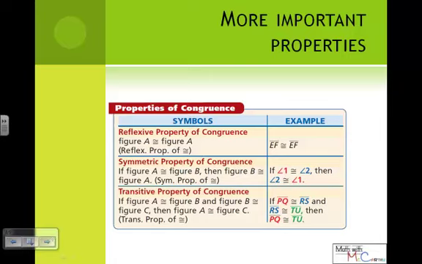Now we also have some properties of congruence that we use. The reflexive property of congruence, the symmetric property of congruence, and the transitive property of congruence. So you can see those there. Reflexive property just says segment EF is congruent to segment EF, or any figure is congruent to itself. The symmetric property says if figure A is congruent to figure B, then figure B is congruent to figure A. And the transitive property is similar to the law of syllogism. If figure A is congruent to figure B, and figure B is congruent to figure C, then figure A is congruent to figure C. So we'll use those three properties as well.